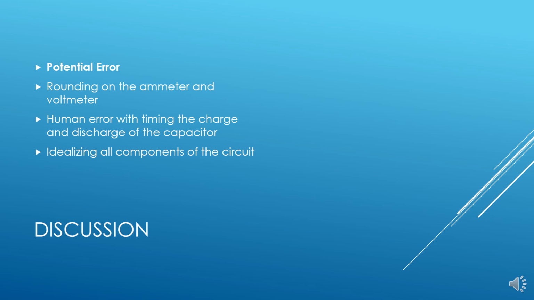Some potential error in this lab was the rounding on the ammeter and the voltmeter, as well as human error with timing the charge and discharge of the capacitor. Additionally, this lab idealized all components of the circuit because it was done through a simulation.